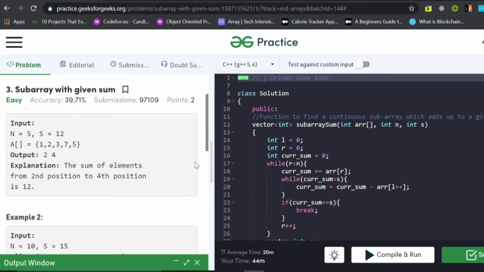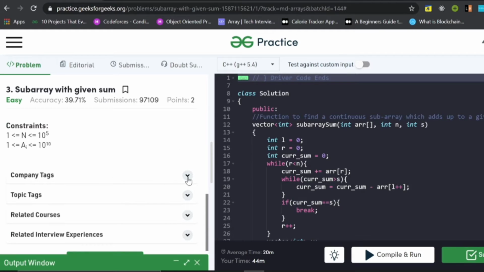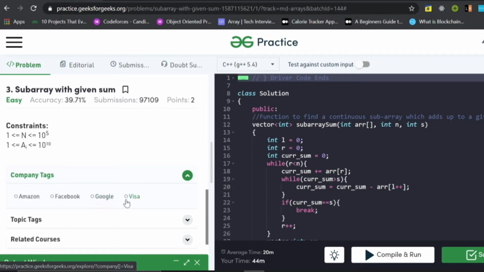So today we are going to solve this particular problem, subarray with a given sum. This is basically the Geeks for Geeks platform. It's a really good platform if you want to practice coding and solve problems for interviews or in general for practicing. This is a very popular problem related to arrays, and it has been asked in a number of companies: Amazon, Facebook, Google, Visa.